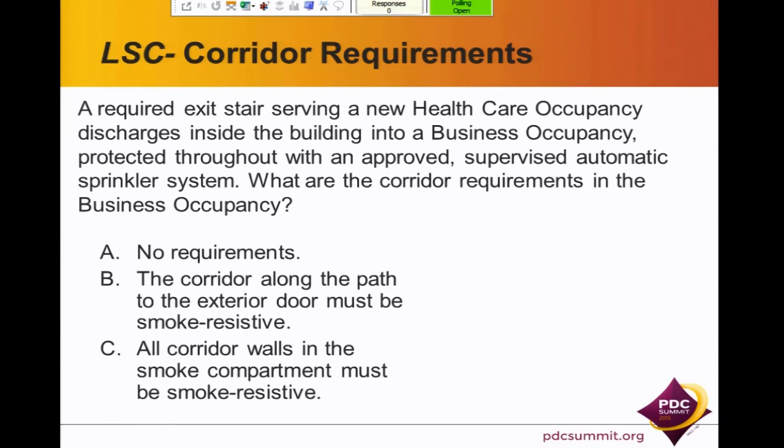So kind of a synopsis, you have a stair serving healthcare that's discharging into a business occupancy that's protected with a sprinkler system. What are those corridor requirements? We'll close the polling in just a moment.